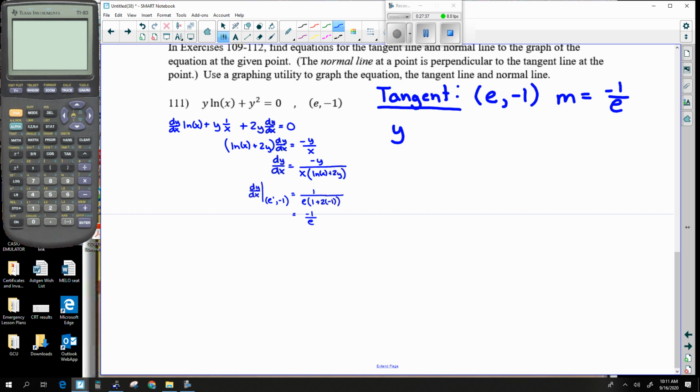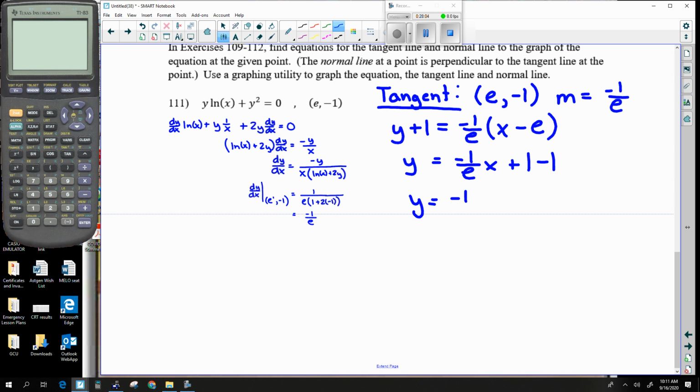So y minus y1, which would be plus 1, is equal to m times x minus x1. So multiplying this in, this is negative 1 over e x plus 1 on the multiplication. And then the plus 1 that is on the y comes over as a minus 1. And thus y is equal to negative 1 over e x, and the 1's eliminated each other. So that is the equation of the tangent line.